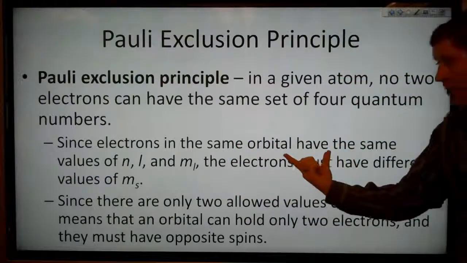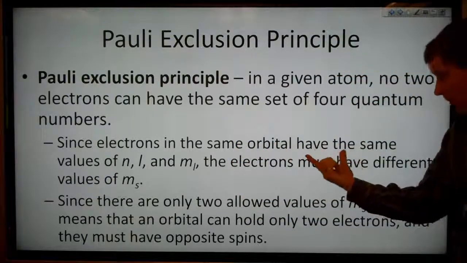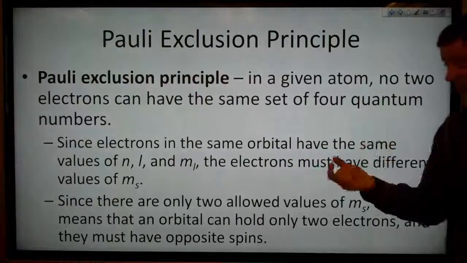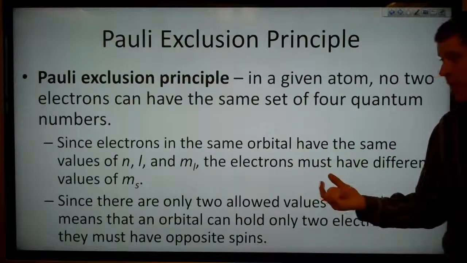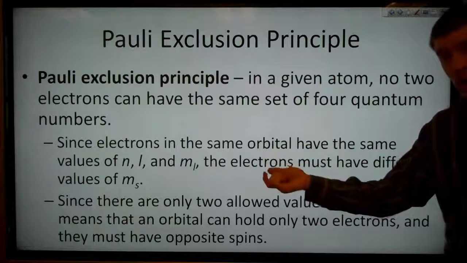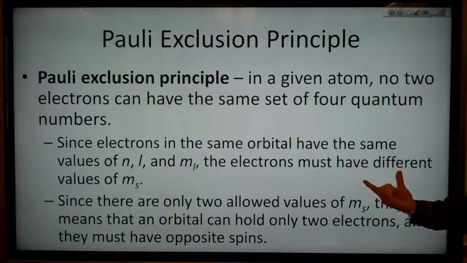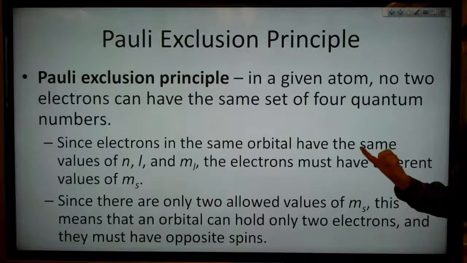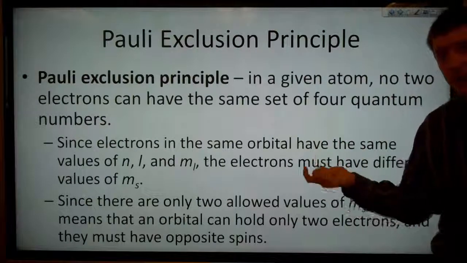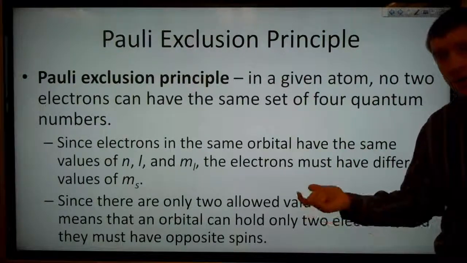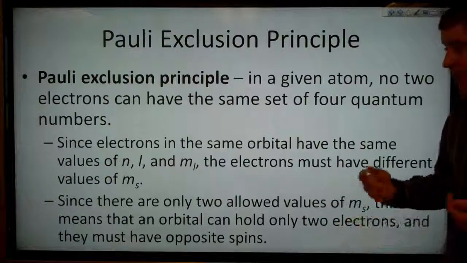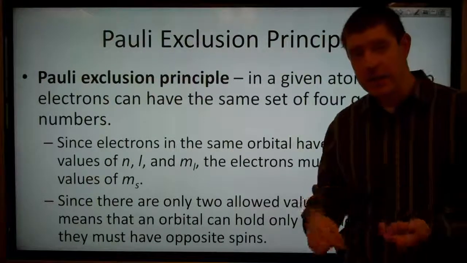So, since electrons in the same orbital have the same values of n, l, and m sub l, the principal quantum number, angular momentum quantum number, and magnetic quantum number, that means that the electrons must have different values of m sub s. They have to have different values for the spin. So one of them has to be spin up and one of them has to be spin down if the electrons are in the same orbital.